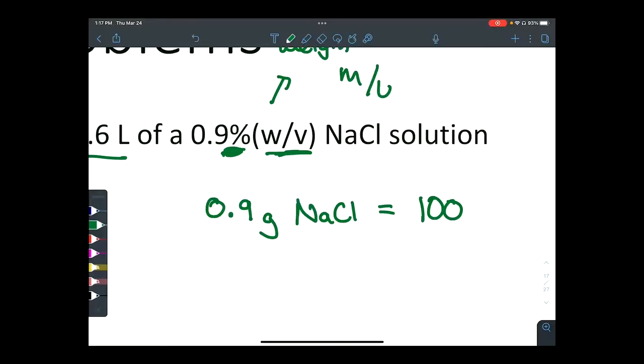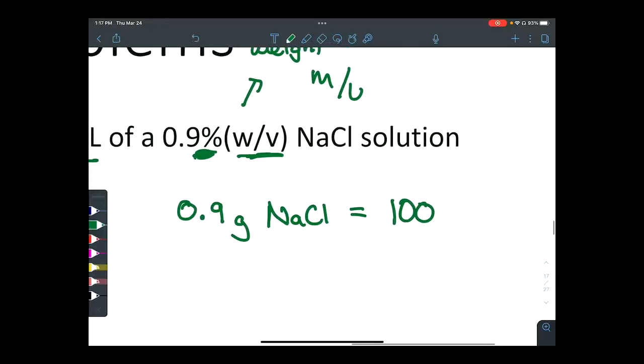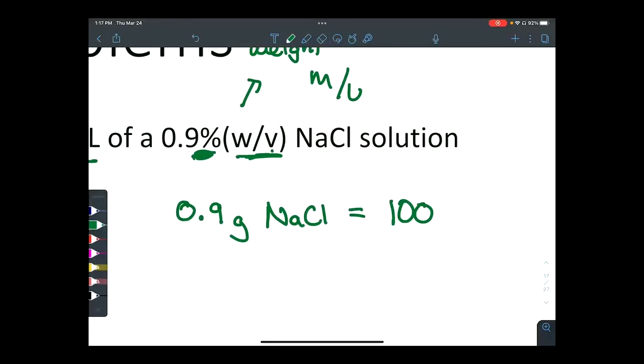Milliliters. Why milliliters? Because it's weight over volume. So this is 100 milliliters of solution. If I wanted to make 100 milliliters of solution, I would have to put in 0.9 grams of salt. That's what this means. So that's how these percentages work.